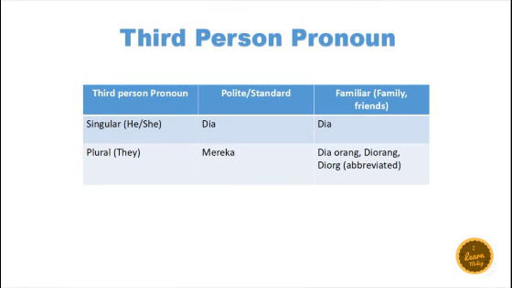For the first row, singular, for he or she, it is unisex. You can use dia in polite or standard situations and also in familiar situations. For plural, they, in Malay, we call it mereka. And in familiar settings, dia orang, diorang, and diorang as an abbreviated form is D-I-O-R-G. As I've mentioned before, orang means person. But here, when you combine it with dia, it is plural.